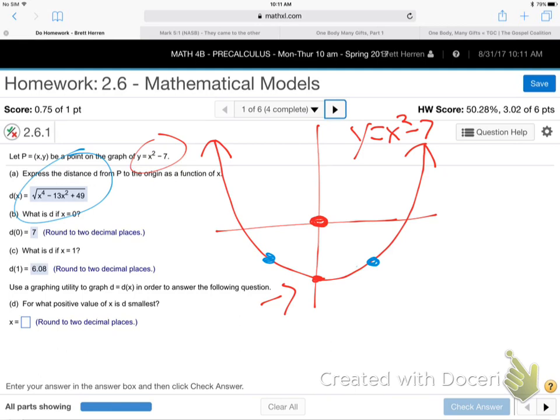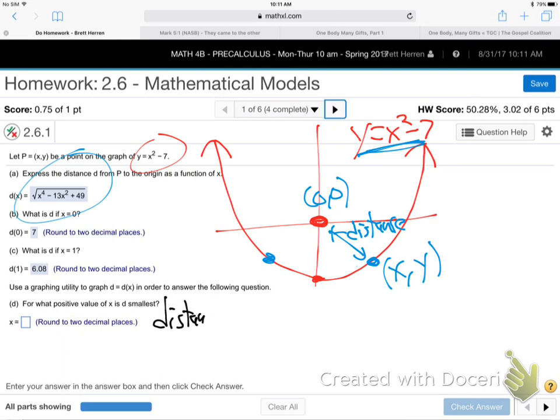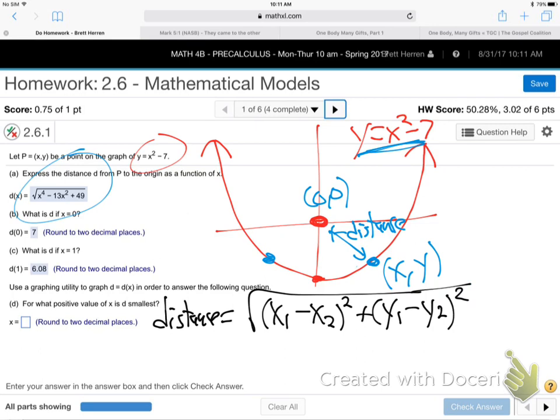How do we do that? Well, the first thing we need is a formula for the distance from 0, 0, the origin, to some point x, y, which could be any point on the graph y equals x squared minus 7. We need the distance formula. And of course, you all remember it perfectly from your algebra days, right? Probably a few of you do remember it. The distance formula is the square root of x1 minus x2 squared plus y1 minus y2 squared. For sure, put that on your 3x5 card for the exam next Thursday. So there's the distance formula.